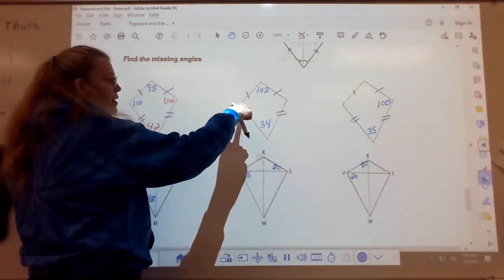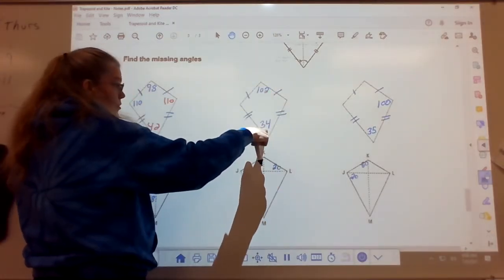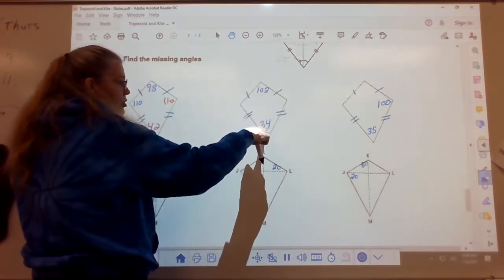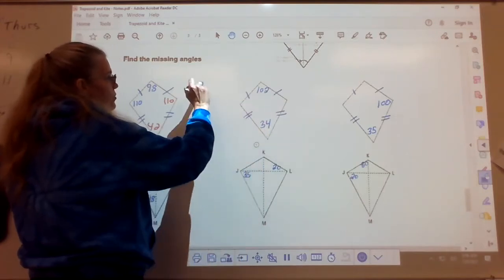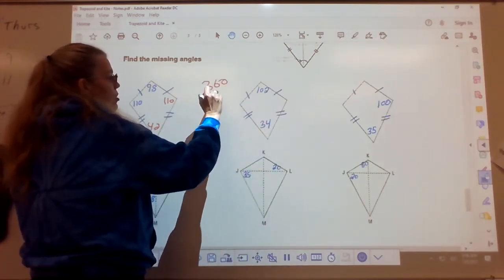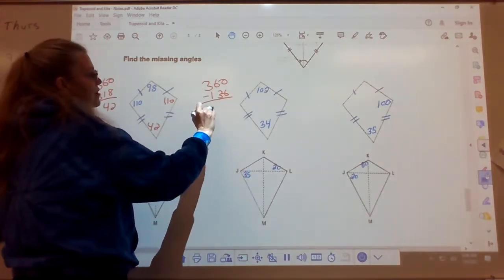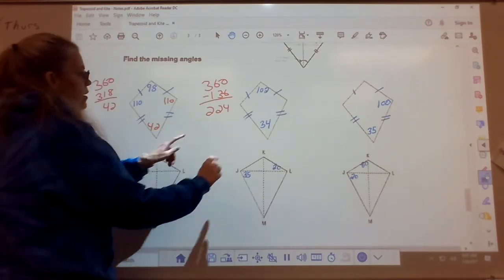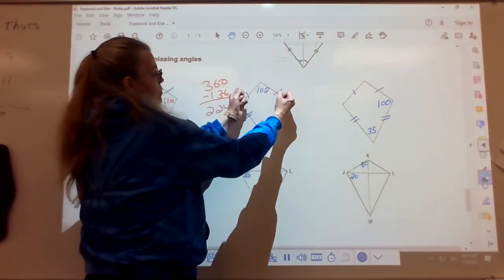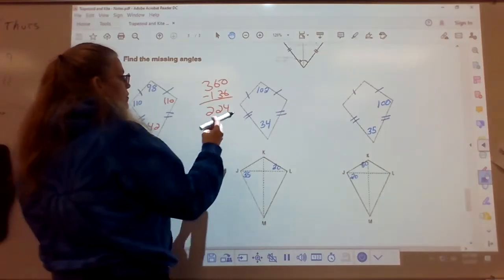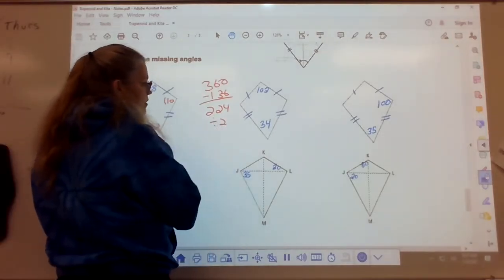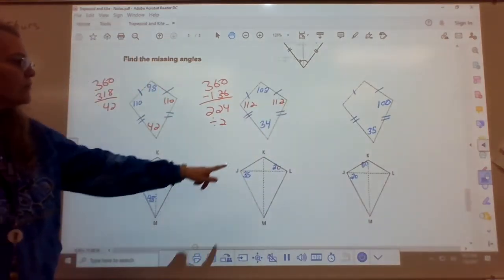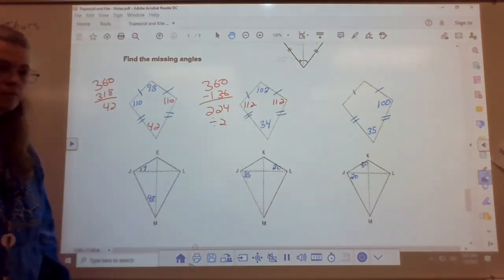So this guy, I've got 4 angles. I know the top and bottom. So I can add the top and bottom together to figure out what I've got left over. So 102 and 34, add those together, I get 136. So if I subtract that, I get 224. Now that 224, because these 2 angles are the same, I can split that in half. So I'm going to split that 224 in half, divide by 2, I get 112, 112. Now if I added all 4 of these together, they're going to add up to 360.